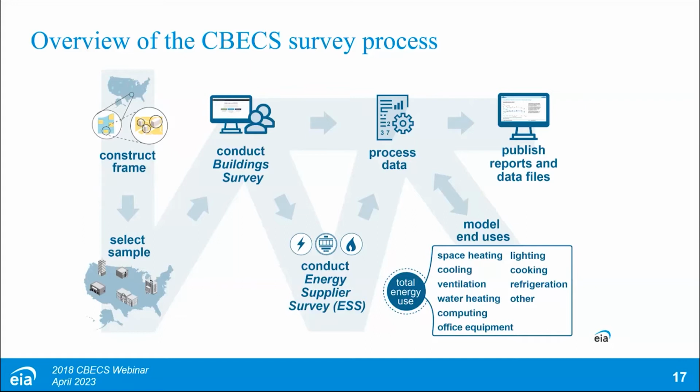We do some more processing, and we combine all that with some weather data. And then finally, we use end use modeling to break out the total energy into its component end uses. The last step shown, publishing the data, we do that at various points in this process as we release reports and data files, both in preliminary and in final forms.